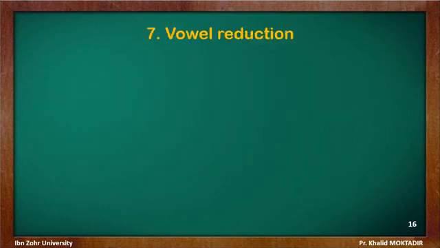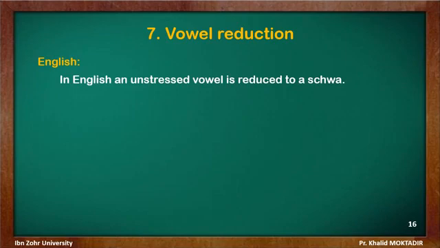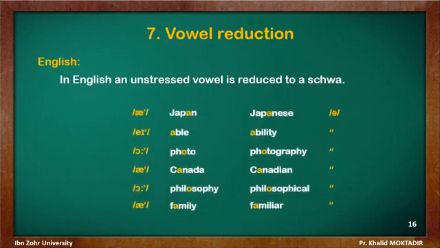Our next process is vowel reduction, and we're going to pick up examples from English, where a vowel is reduced to a schwa in case it is not stressed. Look at the examples below. The vowel a in Japan becomes a schwa when it is not stressed. It's pronounced Japanese.